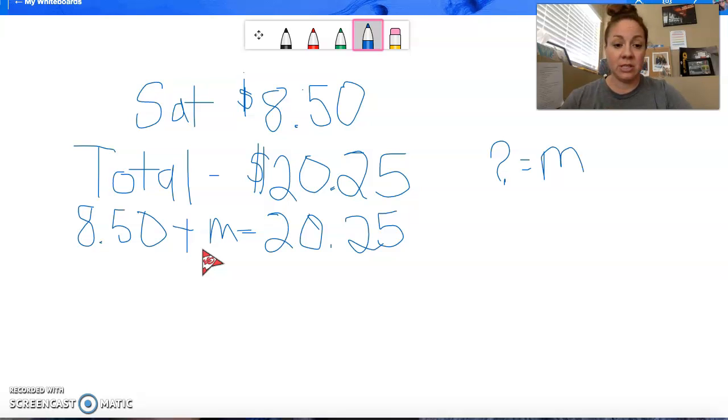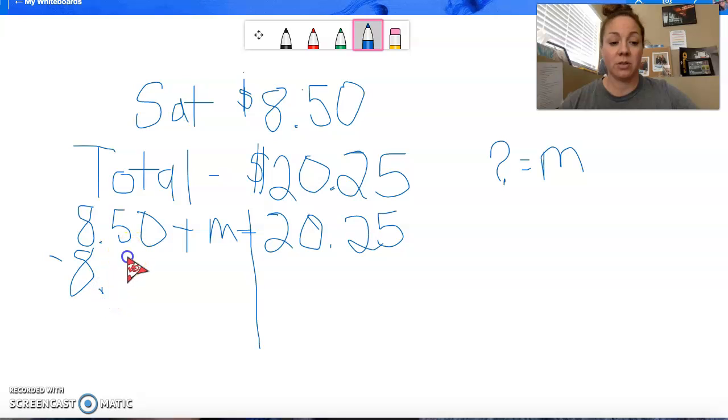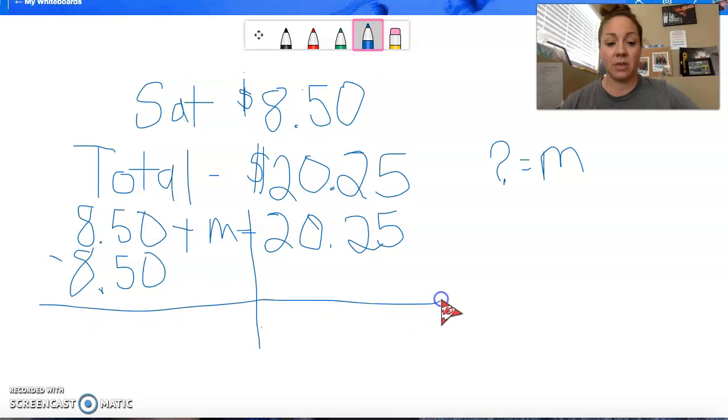And just like our vocabulary stated, you have to do the same thing: subtract the same number from both sides of the equal sign so you can get the variable all by itself. So I'm going to draw a line right here through my equal sign because I want to make sure I keep track of what I'm doing. So since it's the subtraction property of equality that I need to use here, I'm going to subtract $8.50 from both sides of the equal sign.